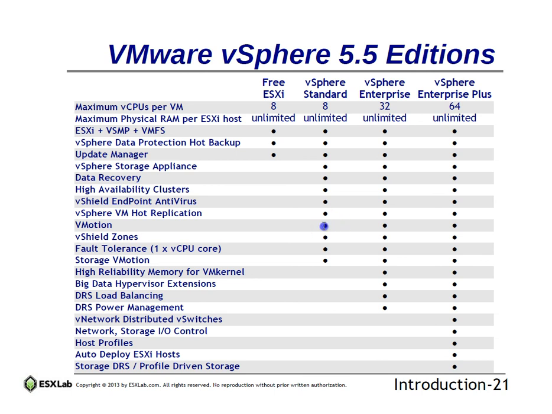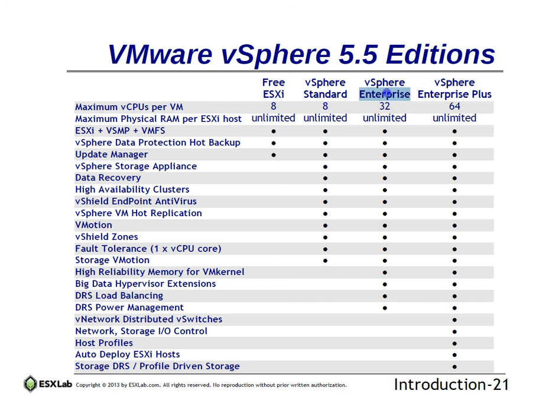I can do hot migration with vMotion. I can do network security with vShield zones. I can do fault tolerance, but only VMs that have one virtual CPU core. And I can do storage migration with storage vMotion.